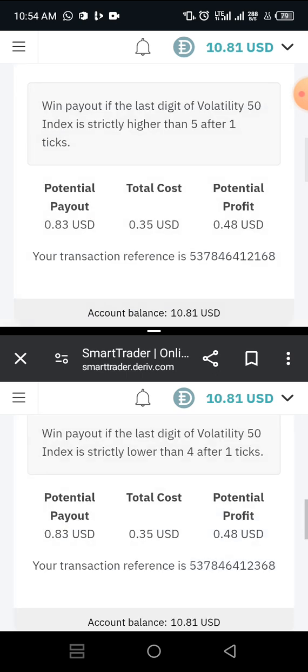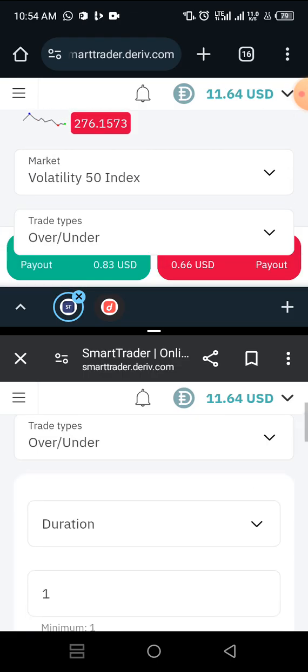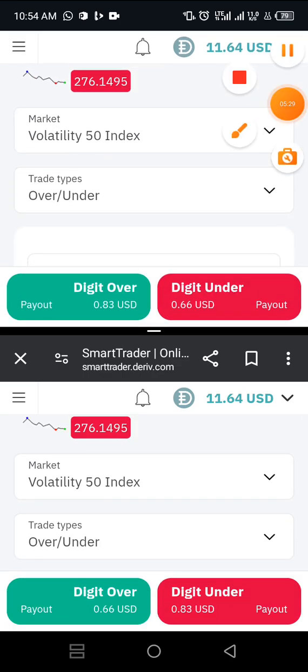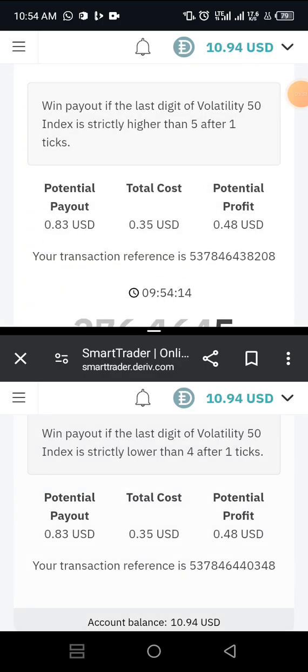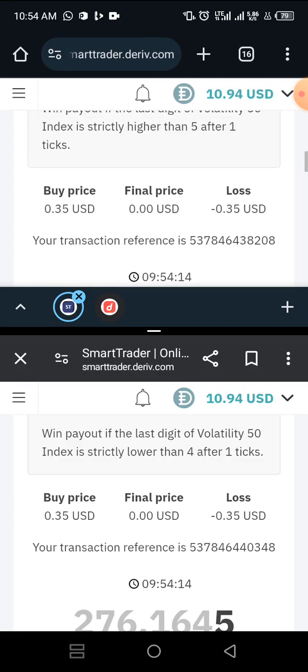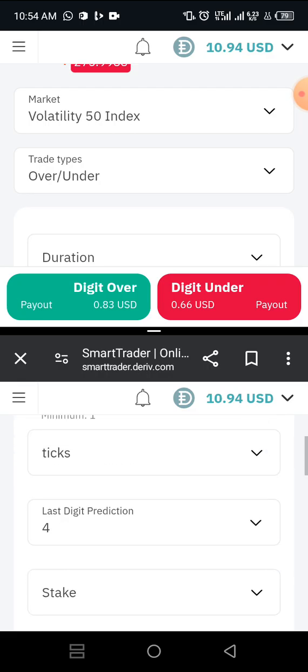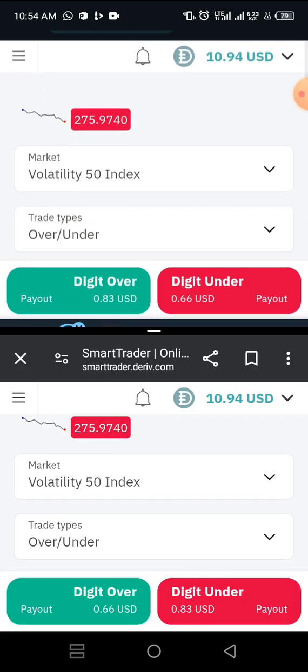4, 0, then you take the trade. 5, 7, then you take the trade. But this time around it's a loss. So am I to panic? Am I to martingale? Don't be deceived by martingale. Martingale is one of the quickest ways of making losses.